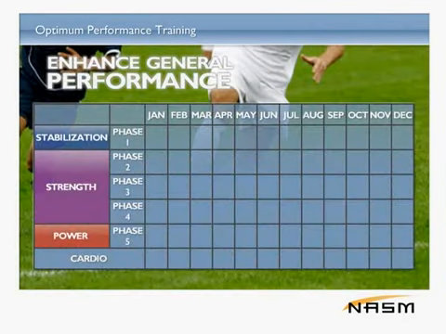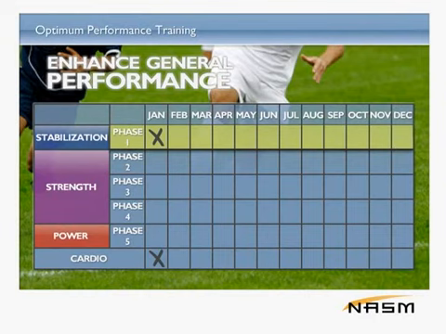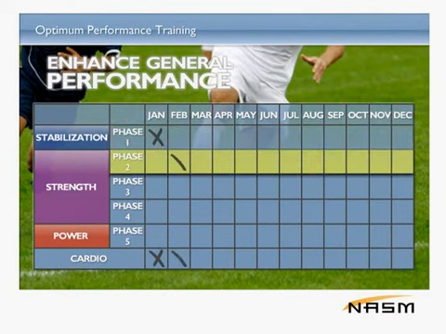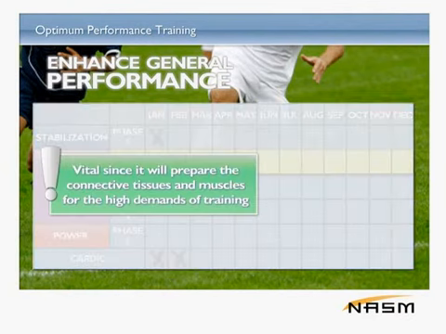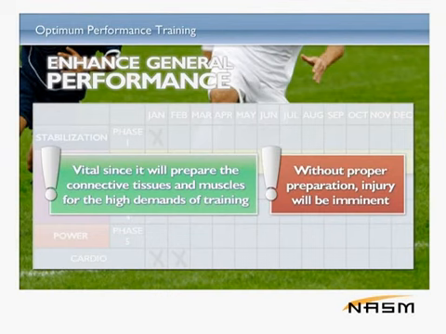The client will start in Phase 1 to ensure proper muscle balance and endurance of the stabilization muscles. He or she will remain there for approximately 4 weeks before moving on to Phase 2. Phase 1 is vital for this client, as it will prepare the connective tissues and muscles for the high demands of training required for this goal. Without proper preparation, injury will be imminent for the athletic client.